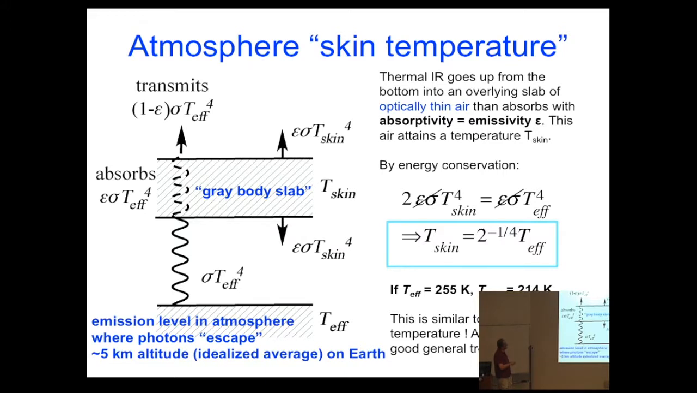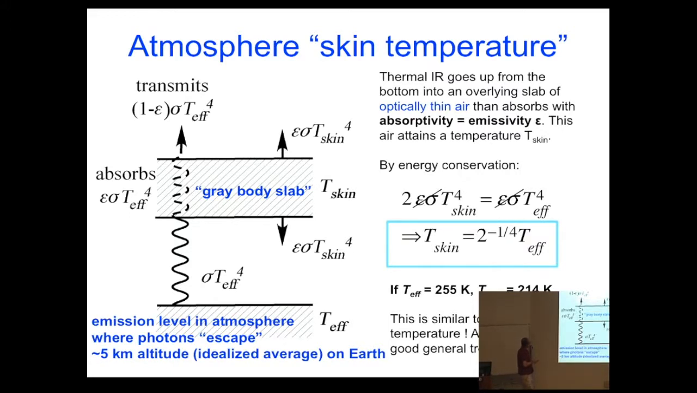And then it passes through some optically thin gas. We'll call that the gray body slab. By gray, that word just means we have one absorption coefficient across all wavelengths. Okay, so that's a gray body. And this will absorb some fraction, absorptivity, which is this epsilon, which by Kirchhoff's law is equal to emissivity. So it absorbs some fraction of this flux coming up, and then it radiates itself at some temperature, which we call T skin. And then it will transmit this.